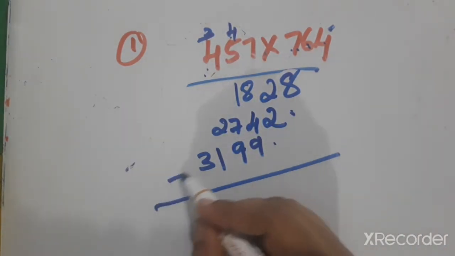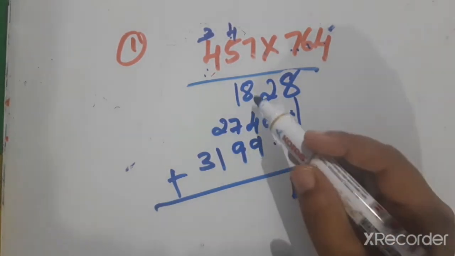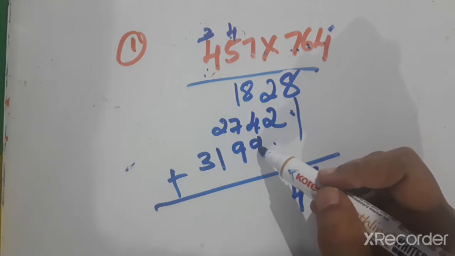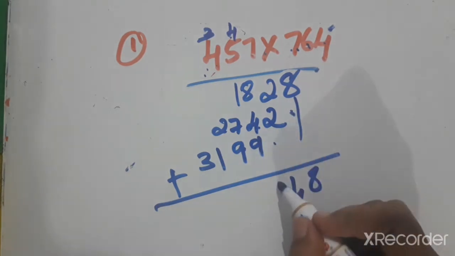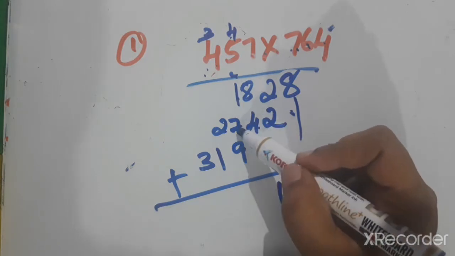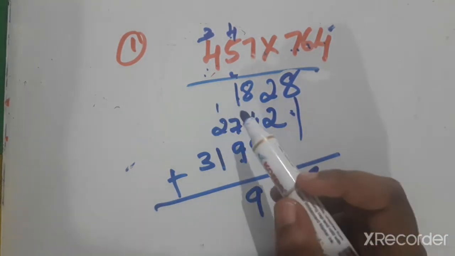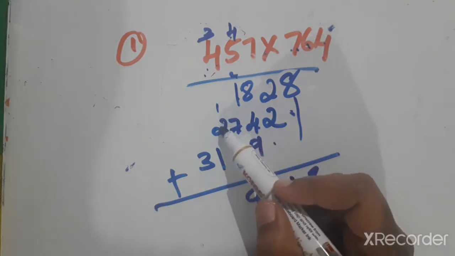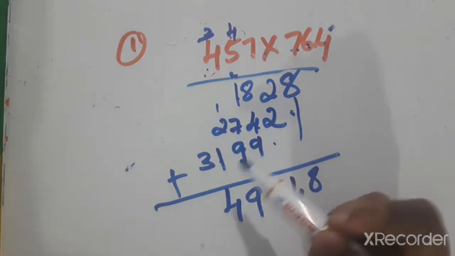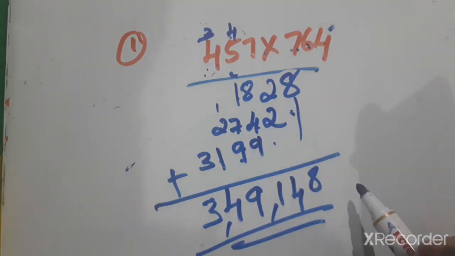Now find the total. Add it here. 8. 2 plus 2 is 4. 8 plus 4 is 12. 12 plus 9 is 21. 21 means 1, 2 carry to the next place. 2 plus 1 is 3. 3 plus 7 is 10. 10 plus 9 is 19. So 9 here. 1 carry to the next place. 1 plus 2 is 3. 3 plus 1 is 4. And this 3 here. Answer is 3,49,148.